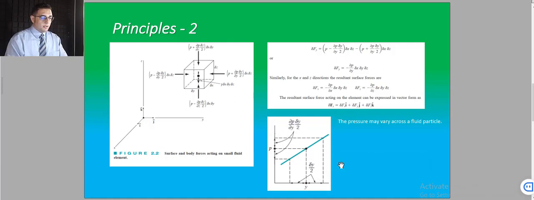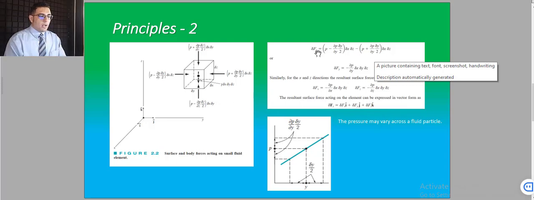Let me illustrate it once again. If we have a point here, if we go to the left, the pressure is going to decrease. And vice versa, if we go to the right side, it is going to increase. And also, if we go upward from this point, the pressure is going to increase. If we come downward, the pressure is going to decrease. Excuse me, in this direction, it is going to increase. In this direction, it is going to decrease.